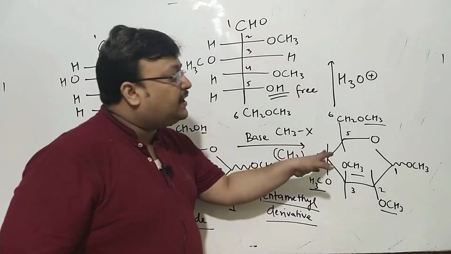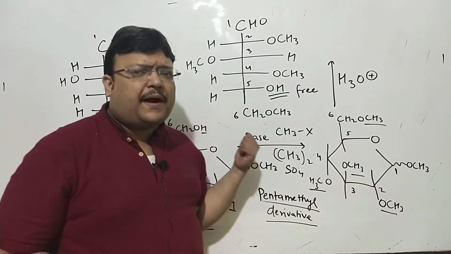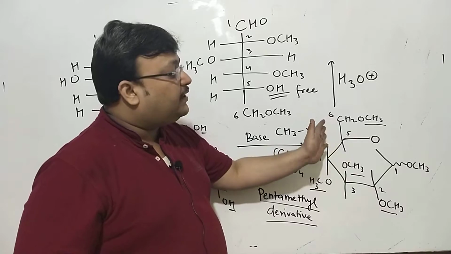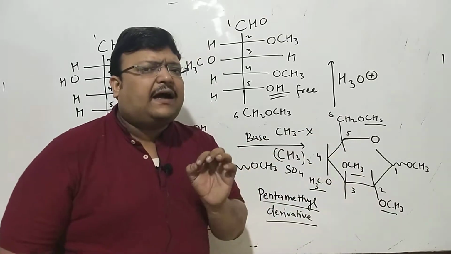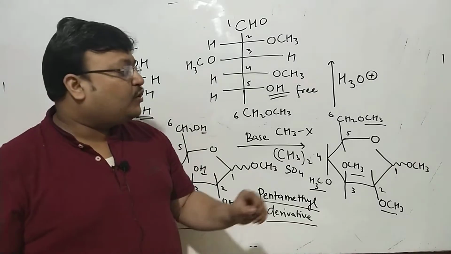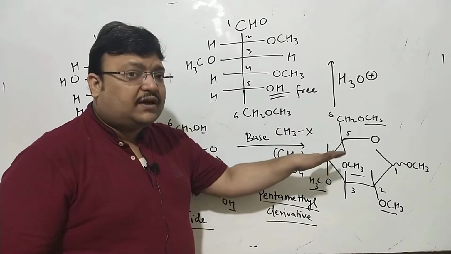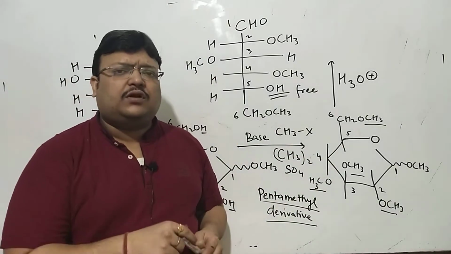Carbon 5 was not methylated because it was a part of an acetal and a part of a hemiacetal before that. Now, when you hydrolyze it in a controlled manner, the ethers do not get hydrolyzed, only the acetal is hydrolyzed. Now, because 5 is a part of an acetal, you will have OH here. The rest will have their OCH3.